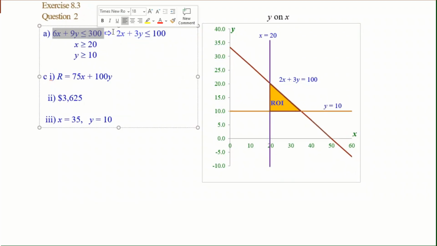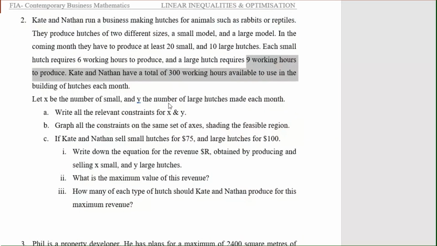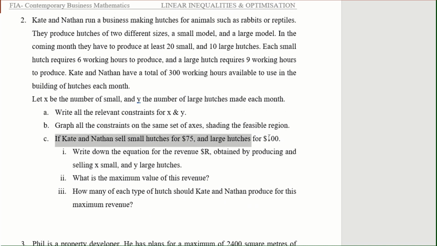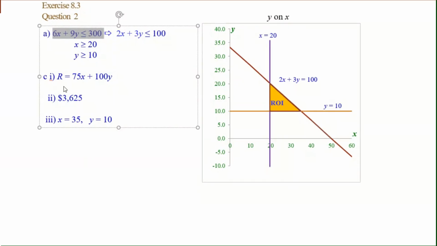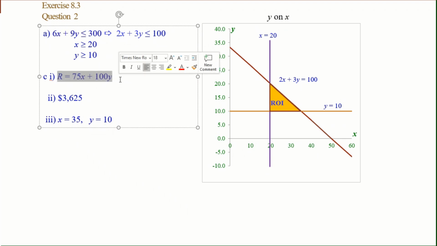Do you see that? I have simplified here. You want to simplify, you can. You don't want to just use my method. X is 0, what is y? Y is 0, what is x? And plot your lines. Shade your region of interest. All right. Find all the 3 corner points. Substitute. Now they are asking you for revenue. This is your revenue equation right here. Write down your revenue equation. R is equals to 75x plus 100y.